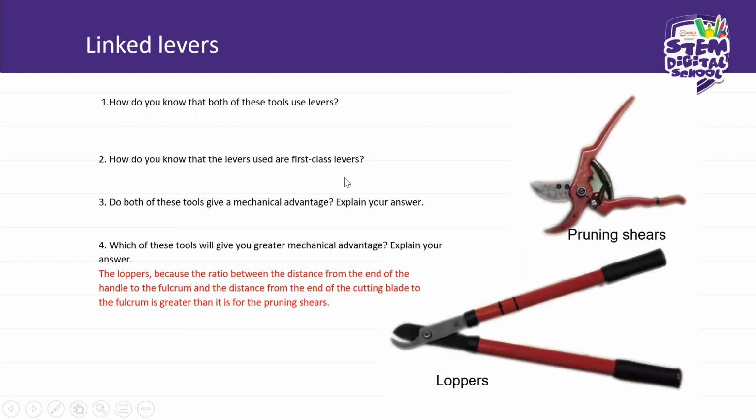Linked levers, you remember these? Okay. Can you say these are levers? How do you know that both of these tools use levers? How do you know that? Grade 8. Are these levers?